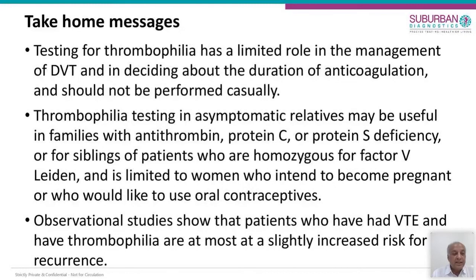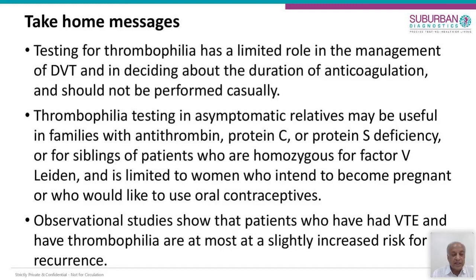And finally, the take-home messages. Testing for thrombophilia has a limited role in the management of DVT and in deciding about the duration of anticoagulation, and should not be performed casually. Thrombophilia testing in asymptomatic relatives may be useful in families with antithrombin, protein C, and protein S deficiencies, or for siblings or patients who are homozygous for factor V Leiden, and is limited to women who intend to become pregnant or those who would like to use oral contraceptives.